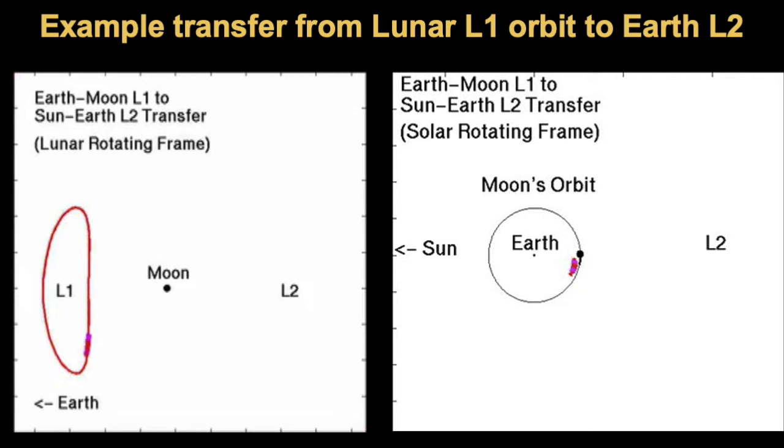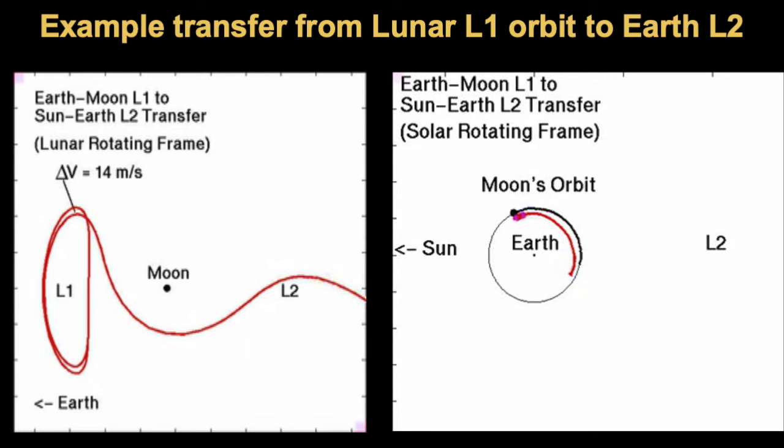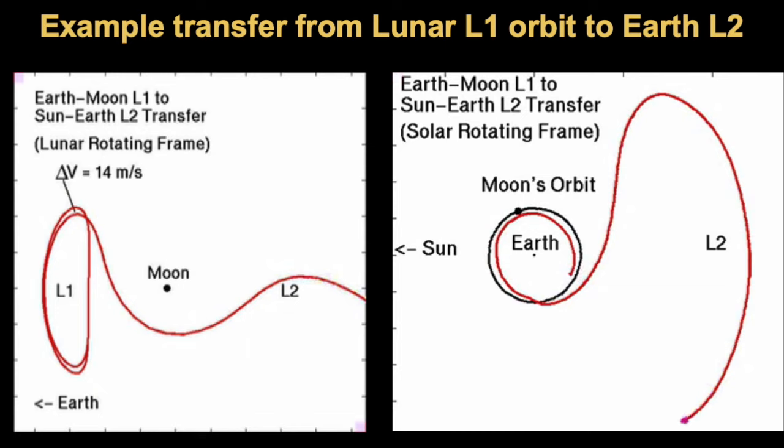But if I were to start out here, I can do a delta V. Here I chose 14 meters per second, but it could be smaller. This leaves, and you can see the rest of it here. It leaves the vicinity of the moon, and for now, zero delta V. It is on a Sun-Earth L2 halo orbit. And then if you wanted to, you could bring it back or go to the other side. But that's the nice thing about this chaotic regime, is for very little delta V, you could traverse a very wide swath of cislunar space.